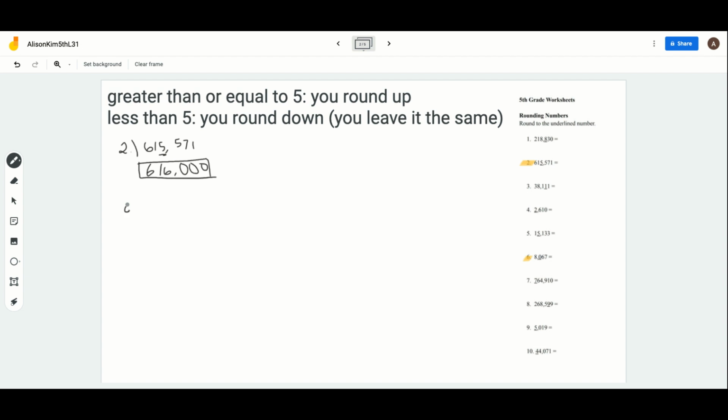Now let's do number 6. Number 6 gave us 8,067. And the 0 was underlined. And so we have to look at the number right next to it, which is 6. And 6 is greater than 5, so we're going to round the 0 up by 1. And so we're going to get 8,100. And these two numbers become zeros after we round this underlined number. So when you're rounding, just remember to use these two rules up here.